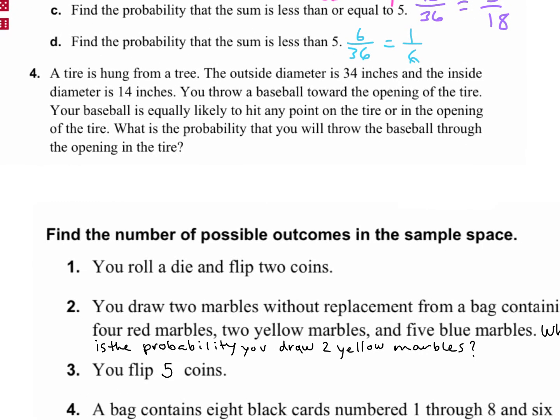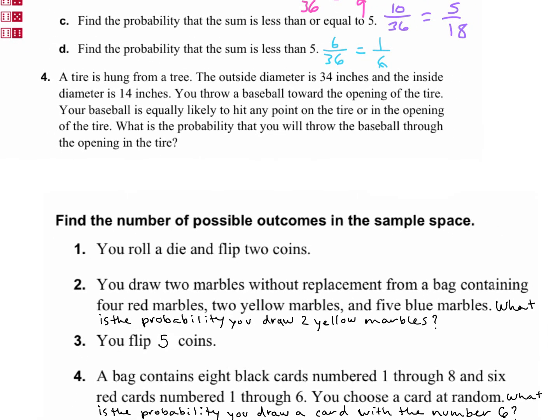Number 4 deals with our geometry and area type questions. So a tire is hung from a tree. The outside diameter is 34 inches and the inside diameter is 14 inches. If you throw a baseball towards the opening of the tire, your baseball is equally likely to hit any point on the tire or the opening of the tire. What is the probability that you throw the baseball through the opening of the tire?